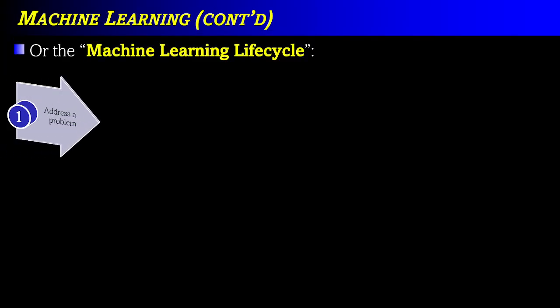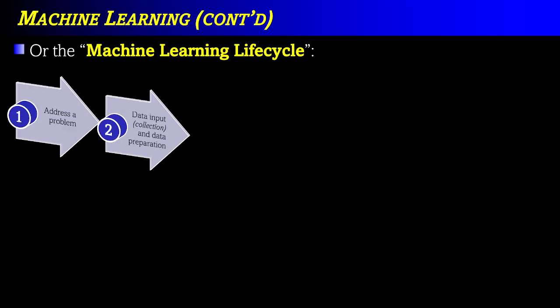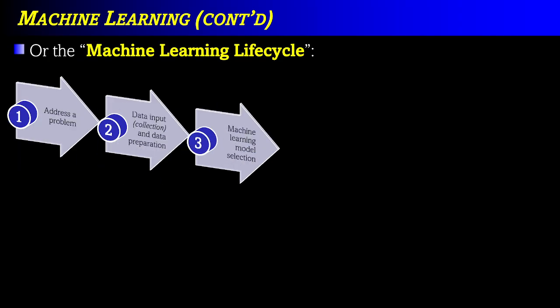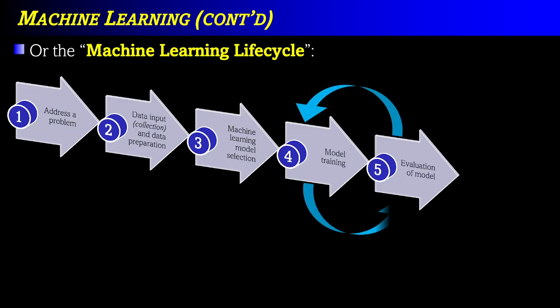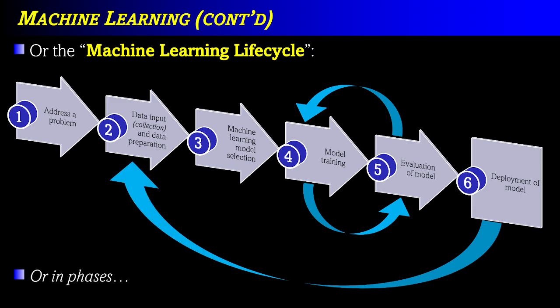Or we could consider machine learning a life cycle where we address a problem. We collect data input and data preparation. The machine learning model is selected to use this data, and then the model is trained. The model evaluates itself through that iterative process. And finally, we deploy the model, which then brings us back to more data input, more preparing of the data, and evaluating whether or not that model is effective.